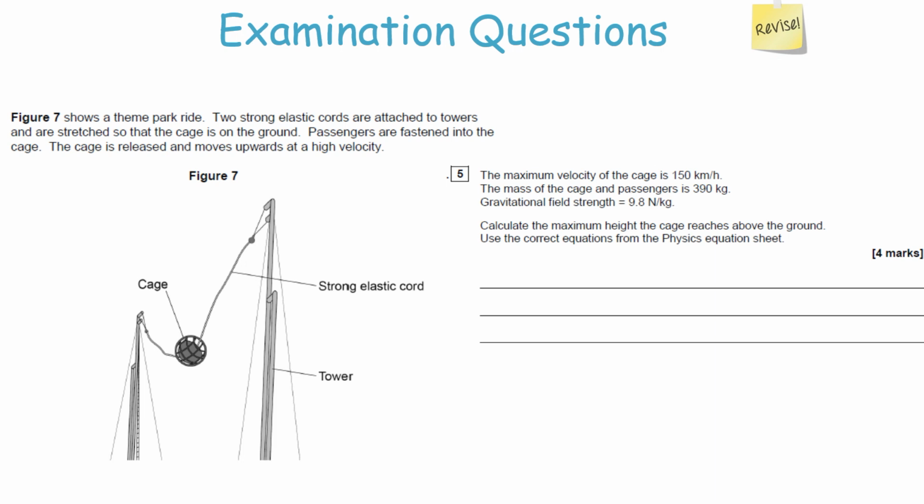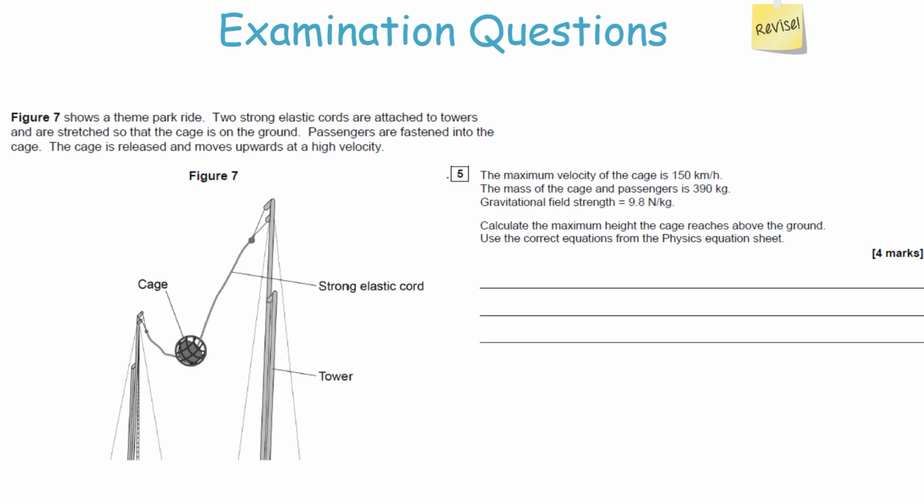Now this question is actually a very challenging question, because what it's actually wanted you to work out is as follows. It wants you to understand that the kinetic energy that the cage starts with transfers into gravitational potential energy, because it starts off moving upwards, it then slows down as it moves upwards, so that kinetic energy is going to turn into gravitational potential energy. So we can say that a half mv squared is equal to mgh. So you can then substitute the values in and work out your value for h.